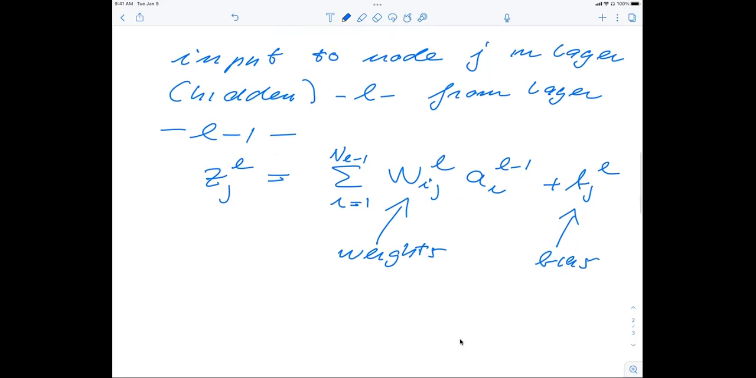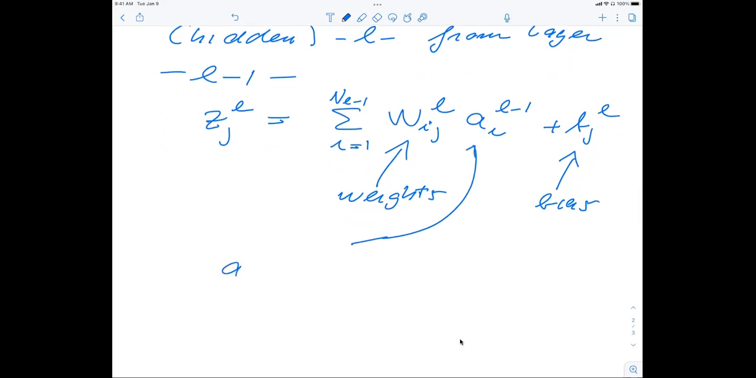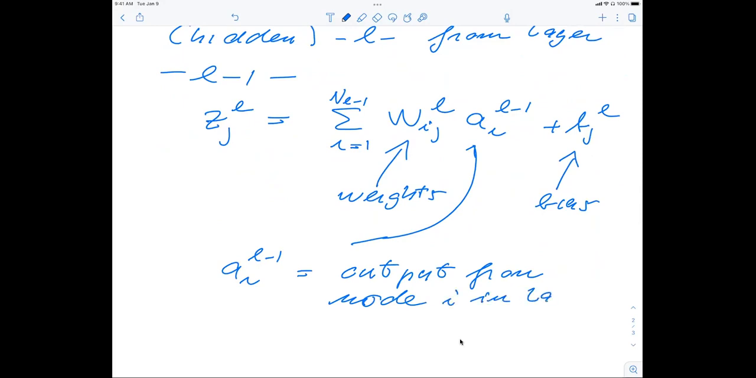Now, this C is the input to node J in layer L. This A here is the output. So A_i^(L-1) is the output from node I in layer L minus 1. So what we're doing is modulating the output from a specific node in the previous layer with a weight, and that feeds into that specific node in the next layer.